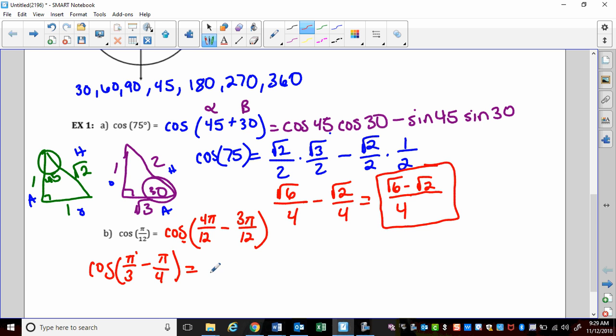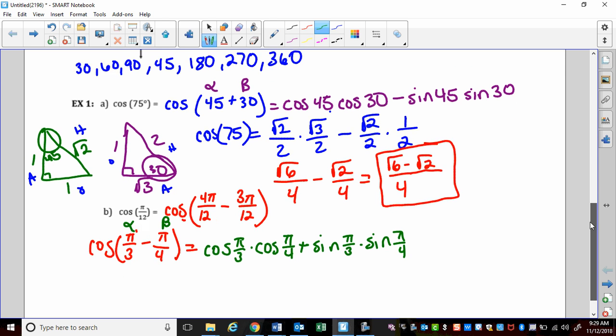And I'm going to write down the difference formula for cosine. Remember, if there's a minus, then in the middle of our equation, we're going to add. We're going to do the opposite. So it looks like pi over 3 is my alpha, and pi over 4 is my beta. So it's going to be cosine of alpha times cosine of beta. Instead of minus, it's going to be plus, because cosine is the opposite. And then it's going to be sine of alpha times sine of beta.